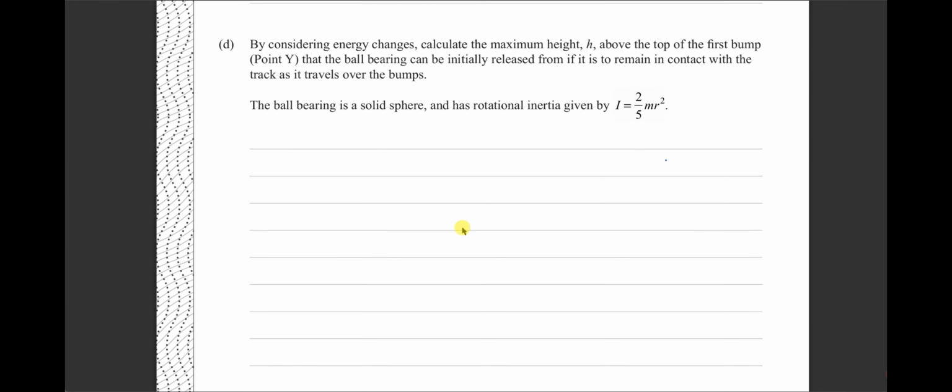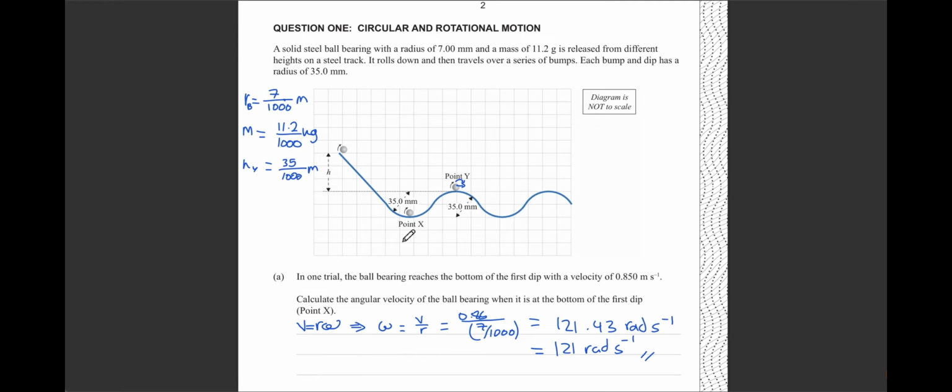Question D. By considering energy changes, calculate the maximum height h above the top of the first bump, point Y, that the ball bearing can be initially released from if it is to remain in contact with the track as it travels over the bumps. Ooh, okay, a cool conservation of energy question, like a scholarship question, but I don't know how hard this one will get, so we'll find out.